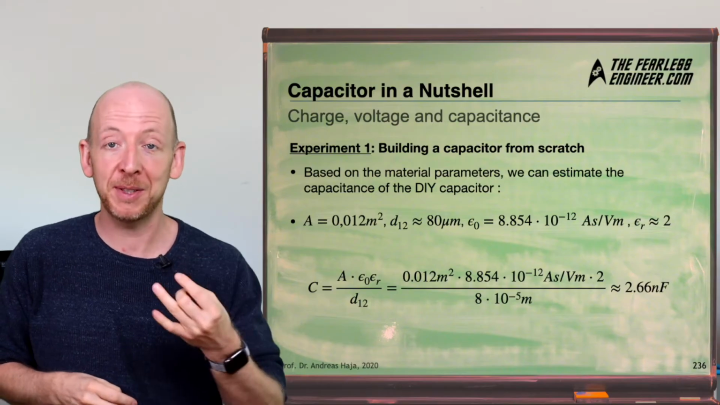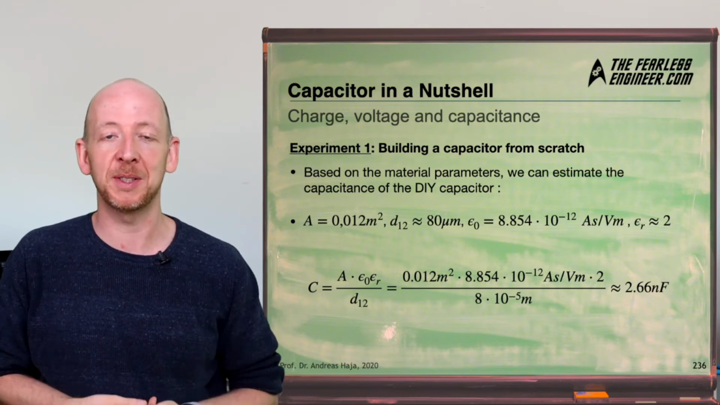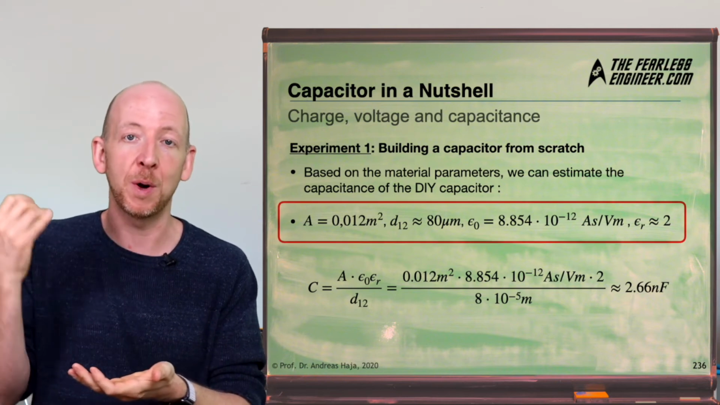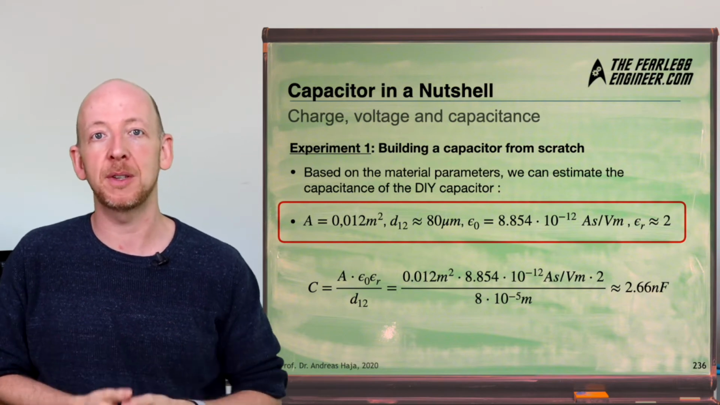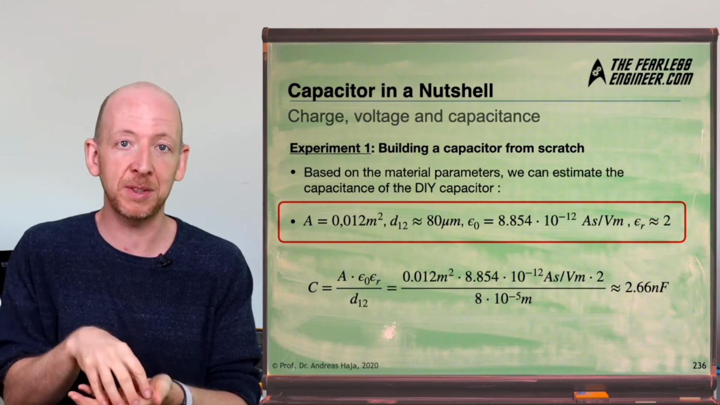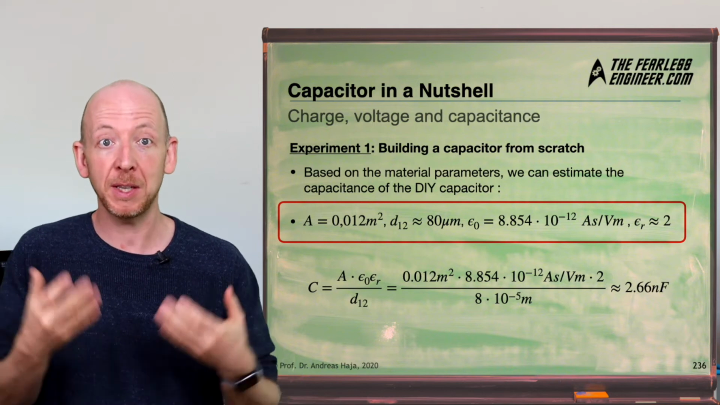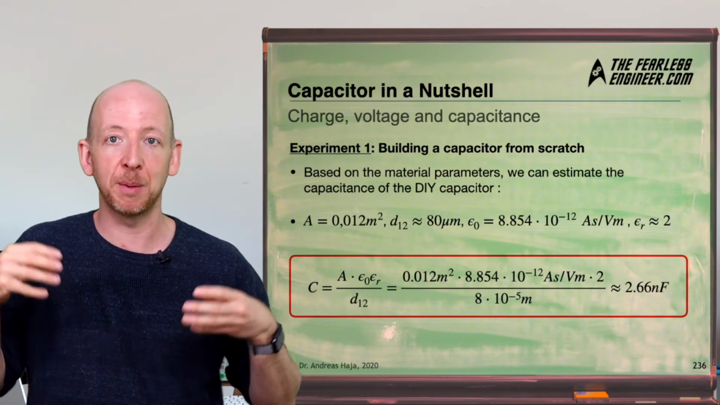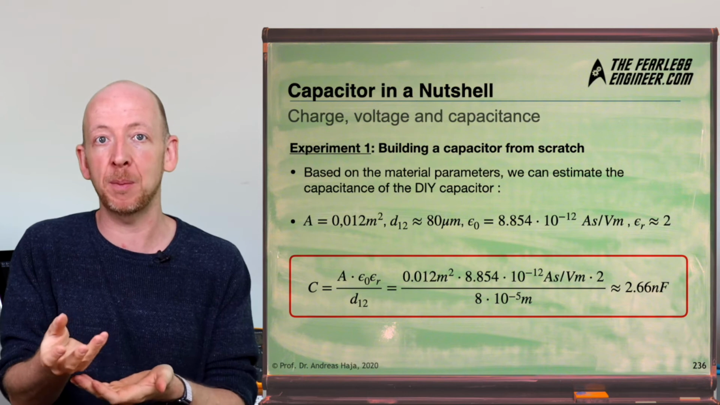Let's take a look at the parameters of the DIY capacitor we have built here to get an estimate of the capacitance we can expect. The surface area of one plate is 0.012 square meters and the thickness of the laminating foil is somewhere around 80 micrometers. As it is made of plastic, we can assume that its permittivity for the electric field is somewhere between 2 and 4. So even though there is some guesswork involved, we can insert the numbers into the equation we have derived and get to a capacitance of around 2.66 nanofarads, which is the ballpark number we should also see in the measurement.